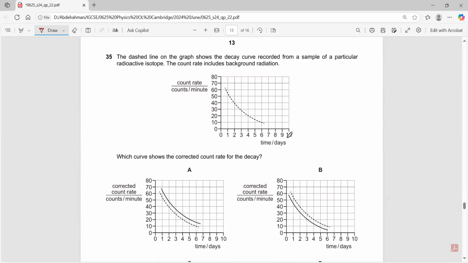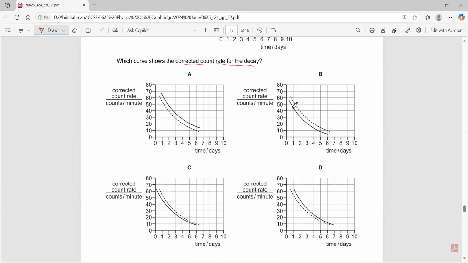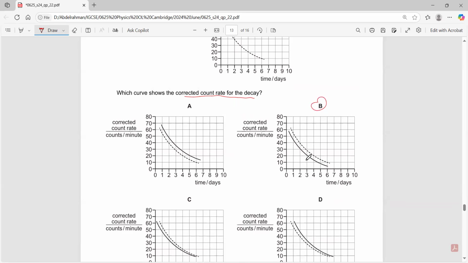The dashed line shows the decay curve for a sample. The count rate includes the background radiation. Which curve shows the corrected count rate for the decay? Corrected. If I remove the background radiation, would it increase? No, it would actually decrease, as in B, right? So this was the original one, the dashed line, and then the corrected one is the solid line, which is less than the original one.